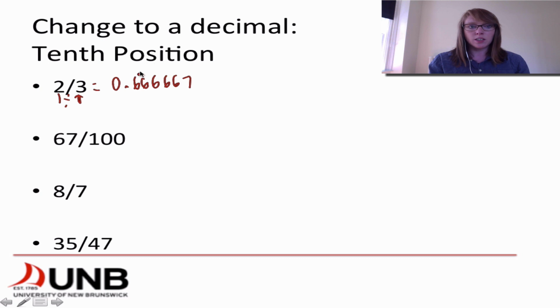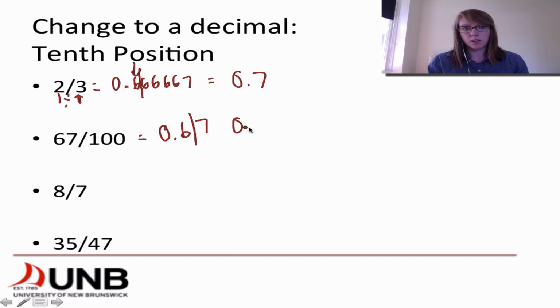So if we're rounding this to the 10th position, we're going to draw our line in, then we know that our answer is going to be 0.7. If we're doing 67 over 100, our answer is going to be 0.67. Draw our line in. This is going to bump up. Our answer is also going to be 0.7. For 8 over 7, our answer comes out to be 1.1428. Again, we're rounding to the 10th position, so let's draw in our line, and this one is going to remain as 1.1.